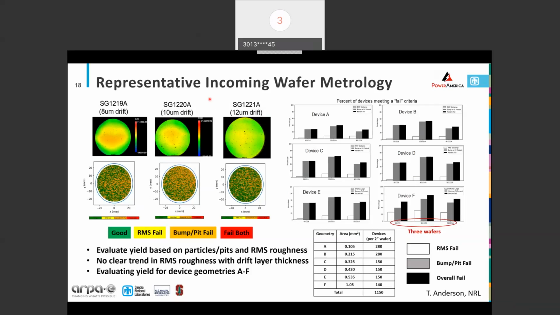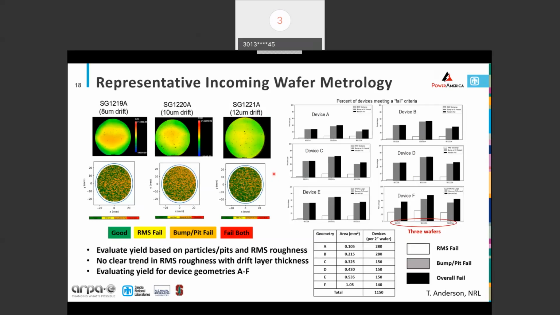And then, based on the surface morphology, we can try to estimate whether the device might fail due to excessive RMS roughness, for example. That's the yellow. If there's a bump or a pit there, that's the orange color. Maybe it has both of those, that's the red, or maybe it's a good area, in the green there. So this is an example of breaking that into different areas for these 3 wafers. We see, in this case, the drift region doesn't have too much impact on that.